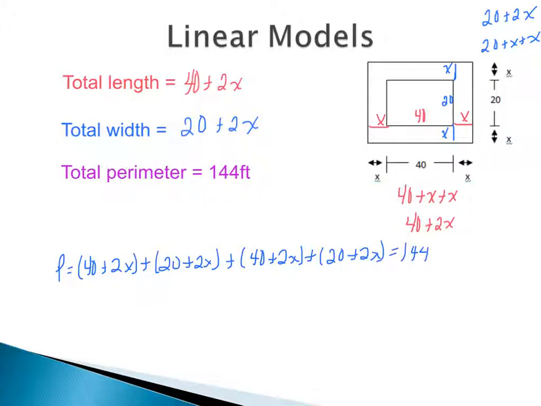So from here then we can drop the parentheses since it's all addition and just combine like terms. So we would have with our numbers 40 plus 20 plus 40 plus 20, which end up being 120, plus 2x, 2x, 2x, and 2x would be 8x, equals 144. Continuing to solve for x, we would have 8x equals 24, or just x equals 3. So what that means is that the sidewalk would have to have a width of 3 feet.